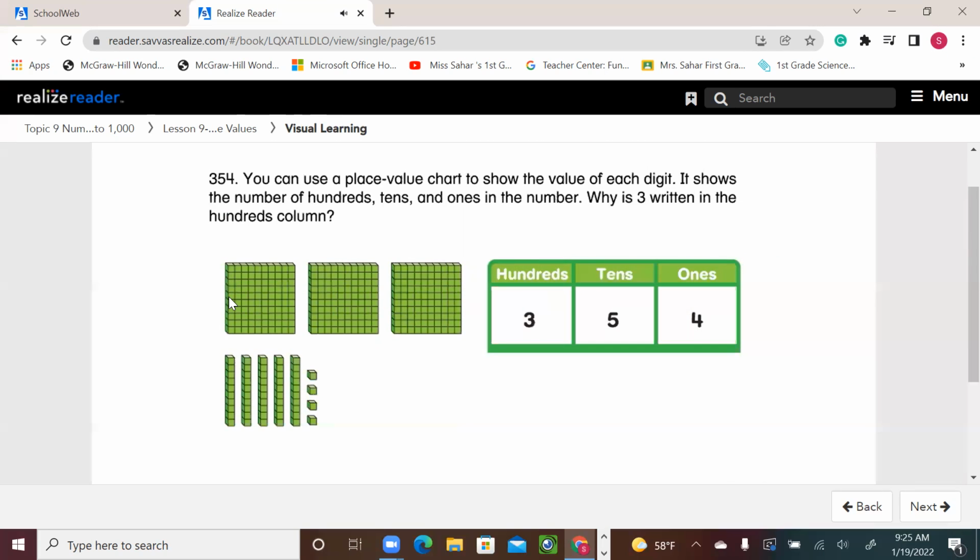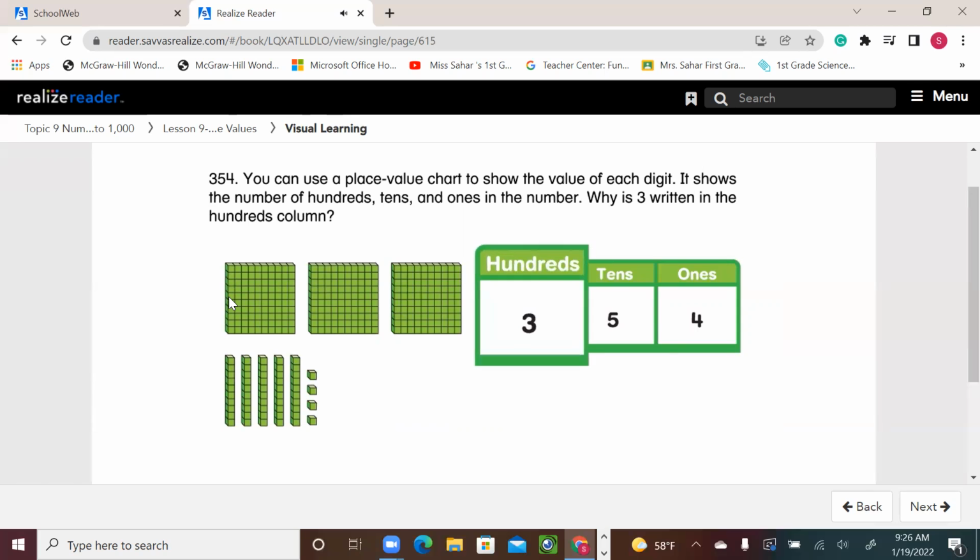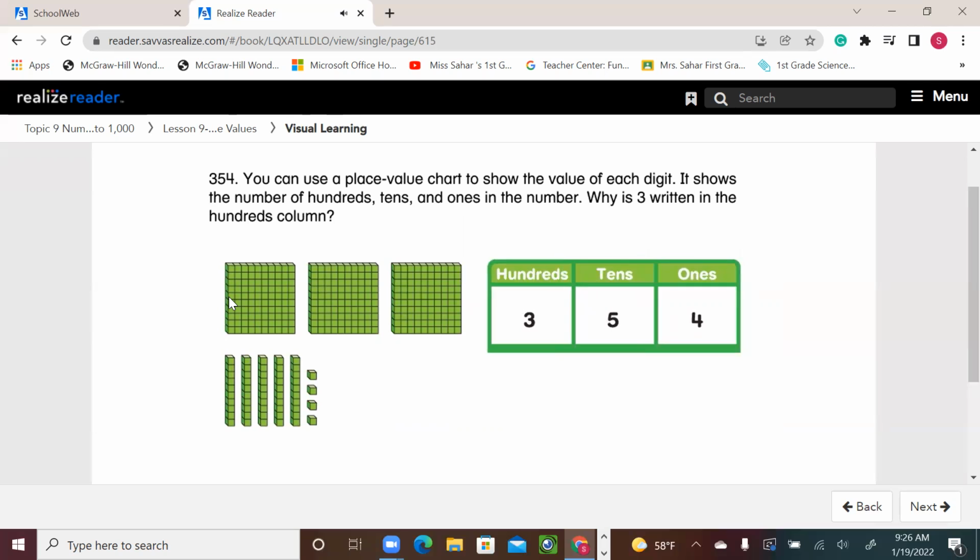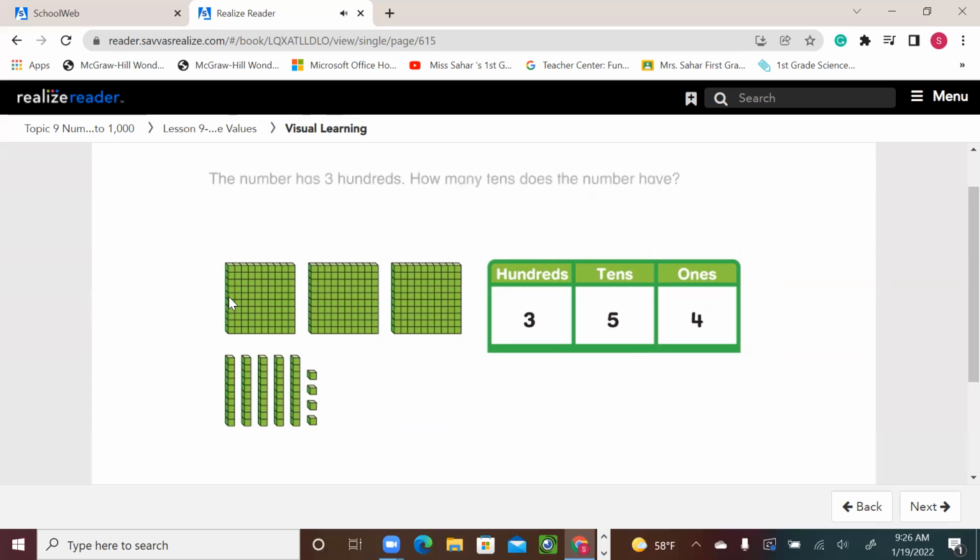354. You can use a place value chart to show the value of each digit. It shows the number of hundreds, tens, and ones in the number. Why is 3 written in the hundreds column? The number has 3 hundreds. How many tens does the number have? The number has 5 tens. How much is 5 tens? 5 tens is 50. What number is written in the ones column? 4 is in the ones column. The number has 4 ones.